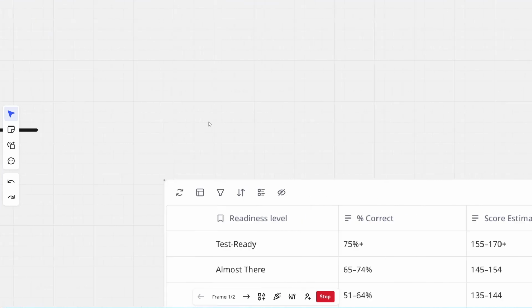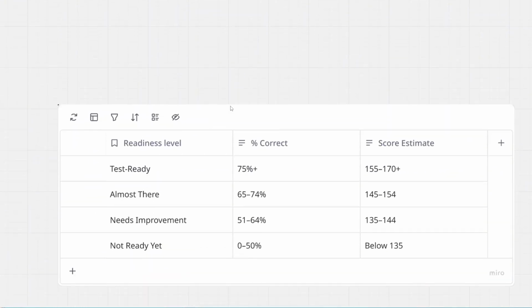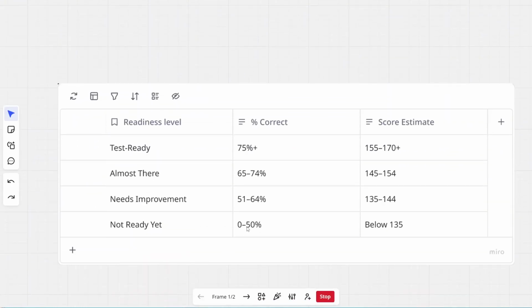Now, if we go over here, you can use this chart to gauge where you stand. 0 to 50% means not ready yet. So if you got 50% and below, that means you got below 135 as your score estimate. Now if you got 51% to 64%, that's a needs improvement, and you got 135 to 144. Almost there for 65 to 74%. You're doing good. Here I would recommend you study a little more and try to get 75%.